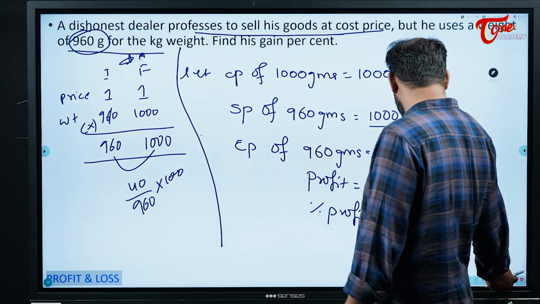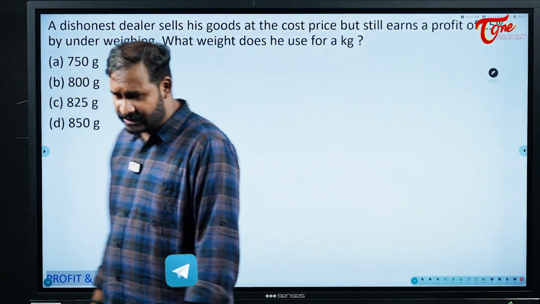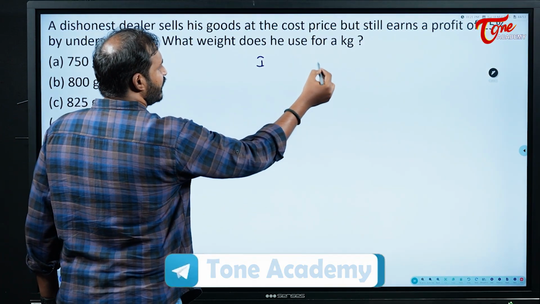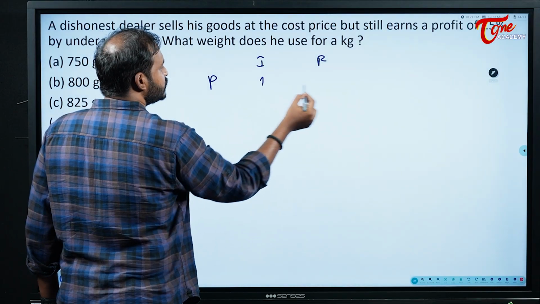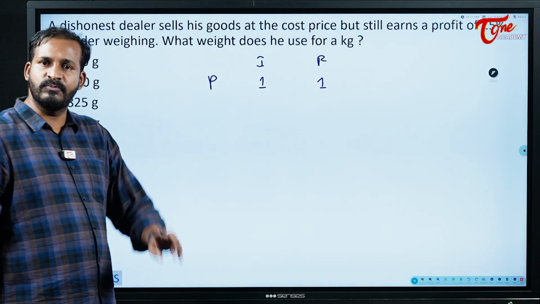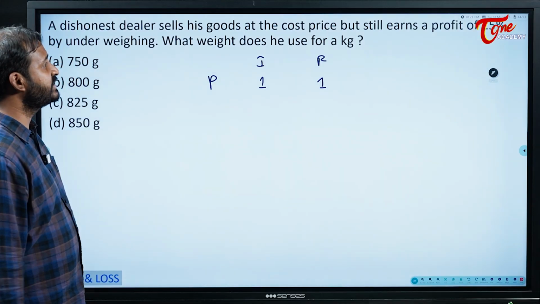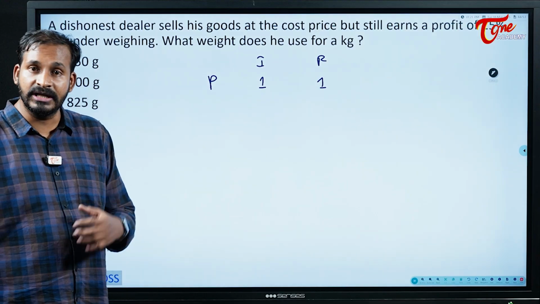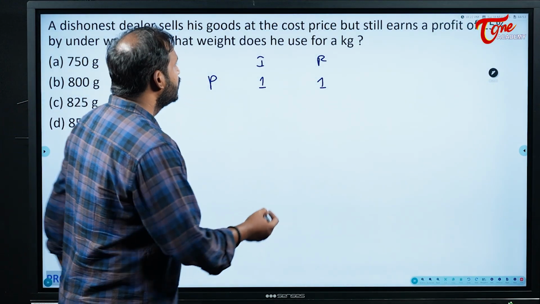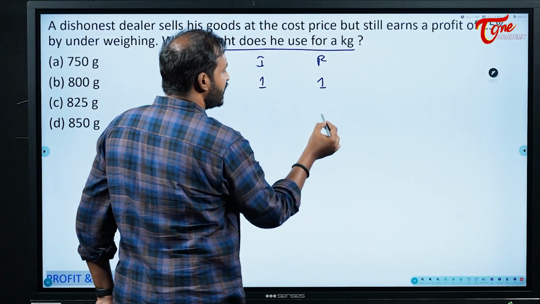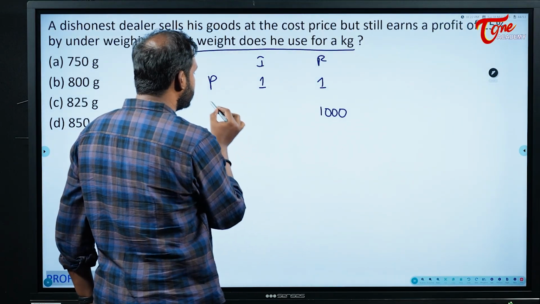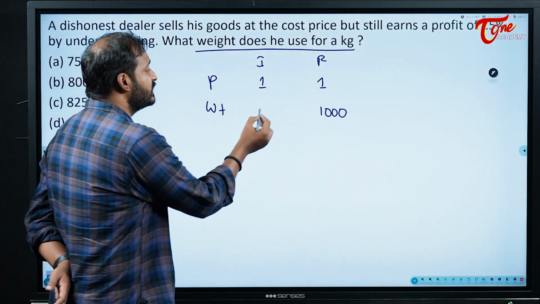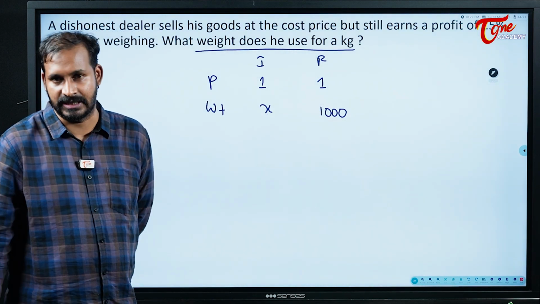Now, we will see some more questions. Next one. See here, a dishonest dealer sells his goods at cost price, initial, final. What happens to the price? 1 is to 1. That means cost price and selling price both are same here in this case. Next, but still earns a profit of 25% by underweighing. Now, what he is telling is underweighing means how much weight does he use for 1 kg. That means the customer thinks he is purchasing 1000 grams. But we don't know how many grams he is using. Assume it as some x grams.